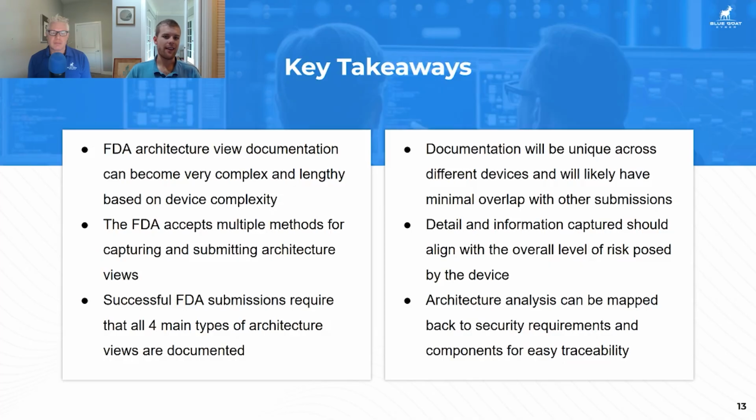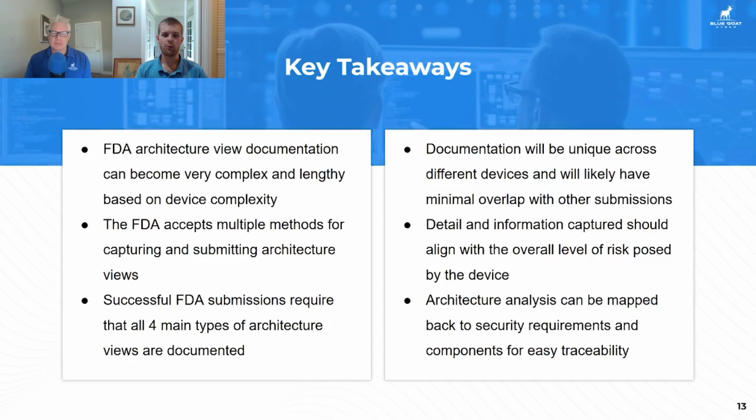Another thing I want to discuss is that the FDA accepts multiple methods for capturing and submitting these views. You can do it as standalone documentation, or you can wrap it all into your threat modeling. Whichever approach is going to work the best for your organization and whichever approach is going to flow better for your team is our recommendation. Either is fully accepted and either is going to lead to similar results.